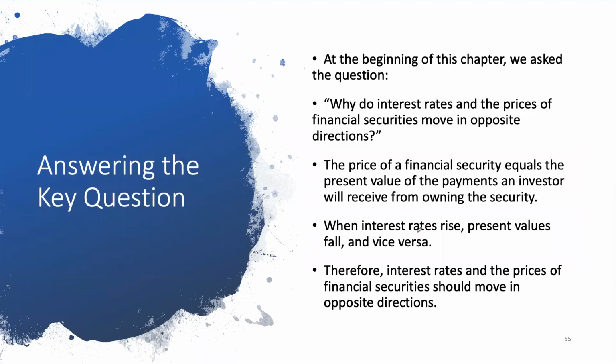So at the beginning of the chapter, we asked this question: why do interest rates and prices of financial assets move in opposite directions? The answer is now straightforward. That brings us to the three key elements that we talked about. The first key element is that the price of a financial security is equal to the present discounted value of the cash flows that the security generates and what you get from owning that security. Given that is mechanically the case, if the interest rate on the security goes up, the present values fall, and if the interest rate goes down, the present values go up.